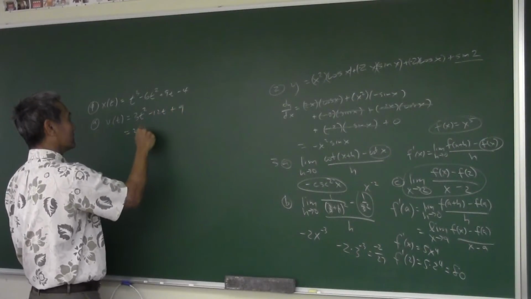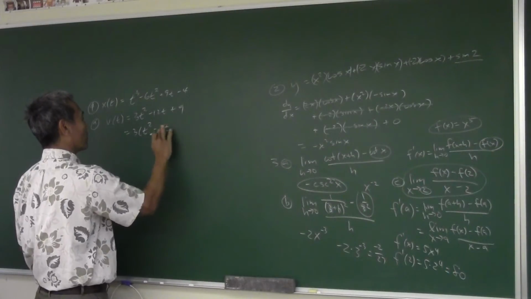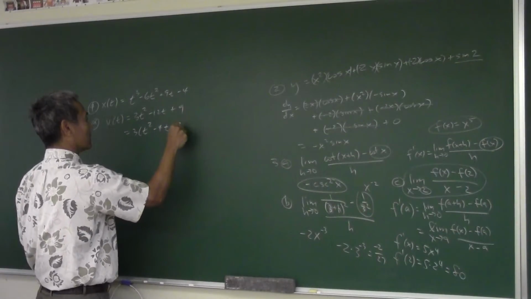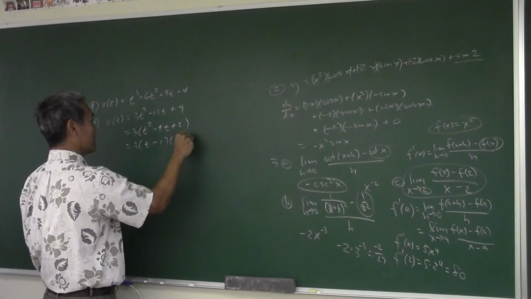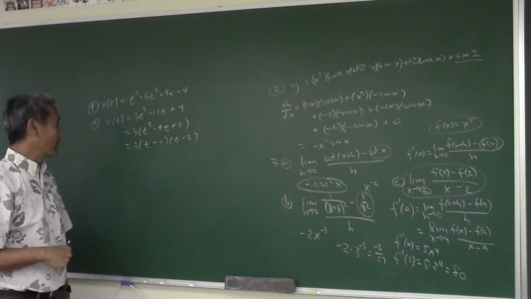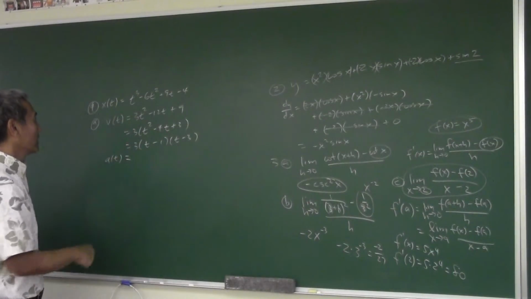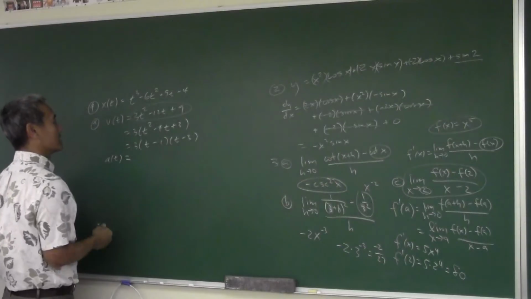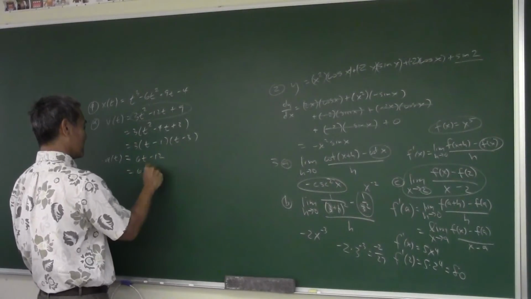Factor it. That's a 4 fool. So that's equal to 3 times t minus 1 times t minus 3. And then we're going to make a number line for it. And then you find the acceleration. I'm just going to do it right here. Well, if this is the velocity, the acceleration will be 6t minus 12. Factor out a 6.